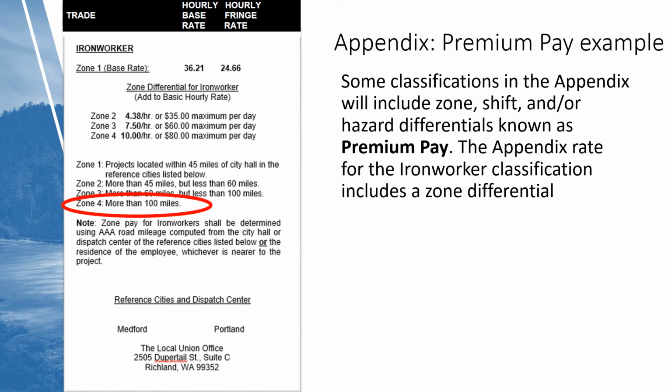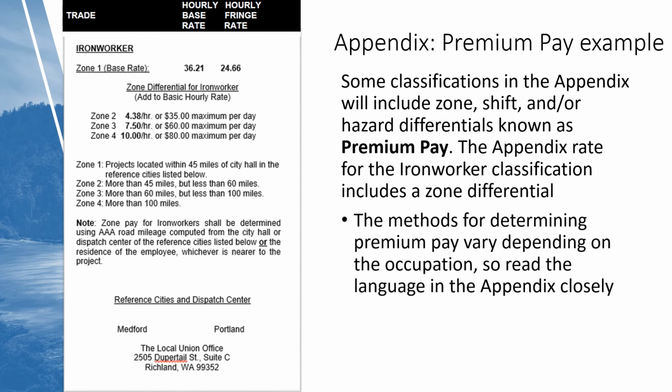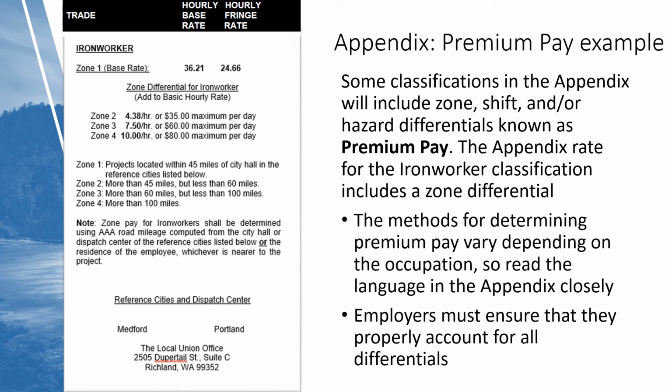For instance, a project in Eugene that is 110 miles from Portland is Zone 4. Therefore, a $10 per hour premium zone pay with a maximum of $80 per day is added to the employee's iron worker base rate. However, if the worker on this project lives in Eugene, then no premium zone pay is required. Be aware that the methods for determining premium pay vary depending on the occupation. So read the language in the appendix closely, and call BOLI if you have any trouble determining the appropriate rate.